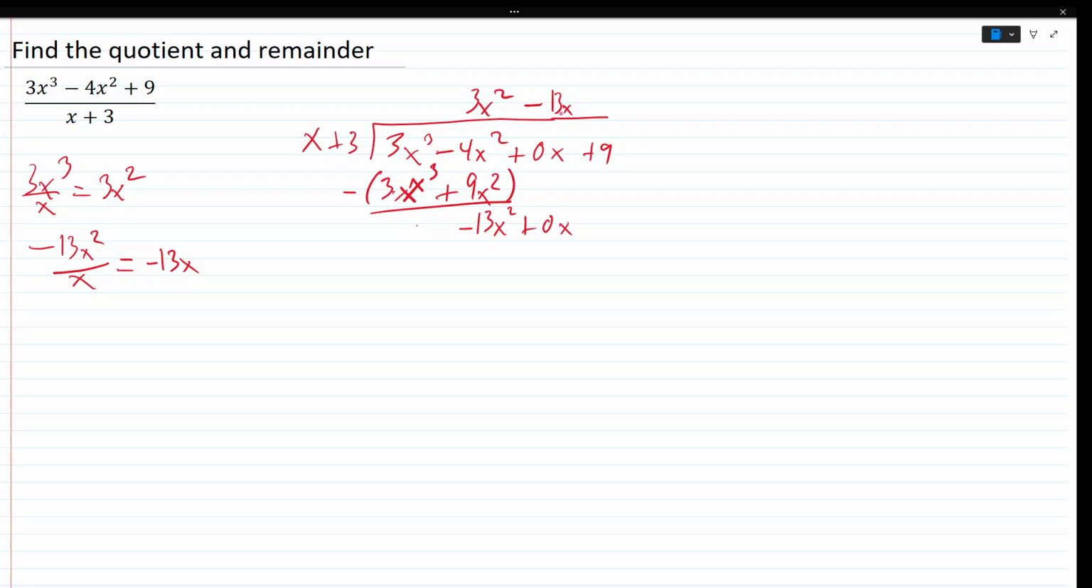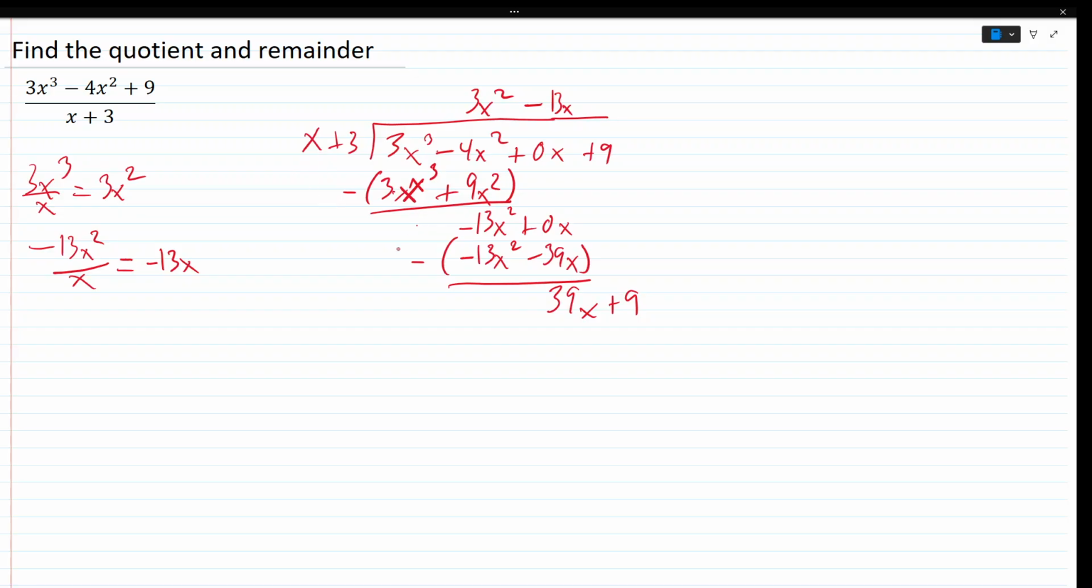And that'll be the next term in our quotient. And then you multiply that negative 13x times the x plus 3. So negative 13x times x, that'll be negative 13x squared. And then negative 13x times 3, so negative 39x. Subtract that. Of course, the first terms cancel. And then you get 0x minus a negative 39x, so that'll be plus 39x. So that'll be 39x plus 9.